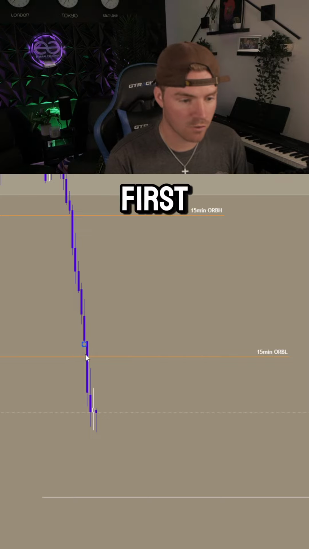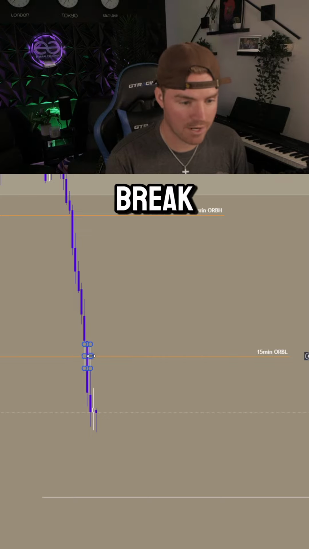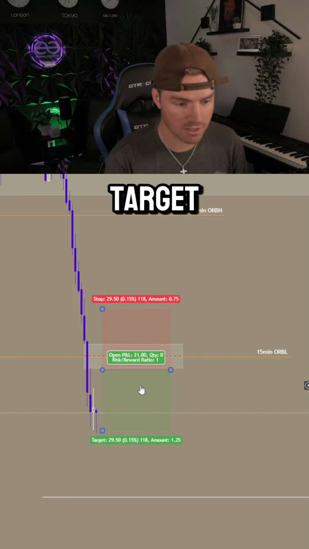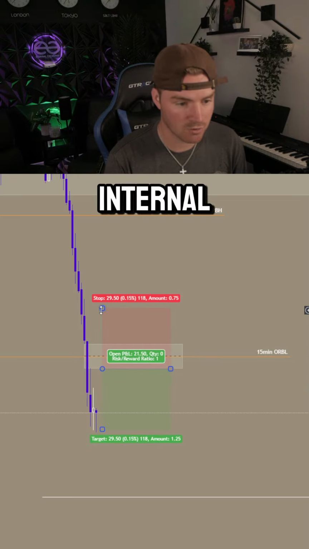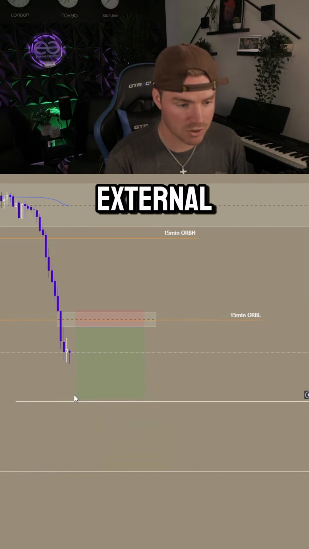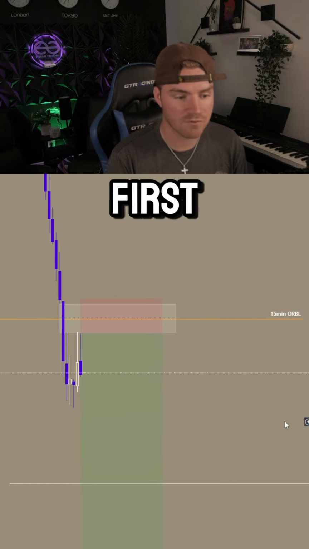I'd look for my first 1 minute fair value gap after that break of the ORB low, and I'm waiting for a retest of that level to take shorts to target sell side. We had some internal sell side liquidity below us, so that would have been a really good first target for TP, but ultimately we want to see this external sell side get taken. So let's see how this first trade would have played out.